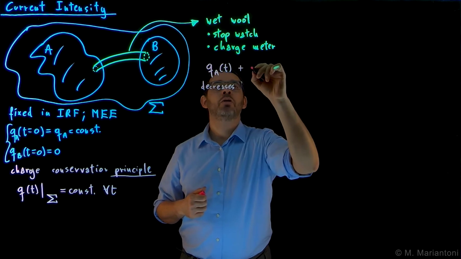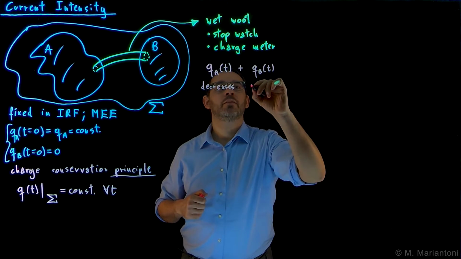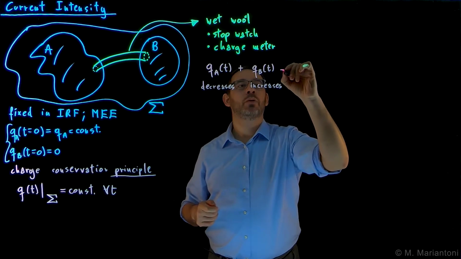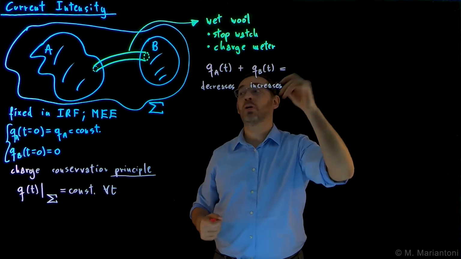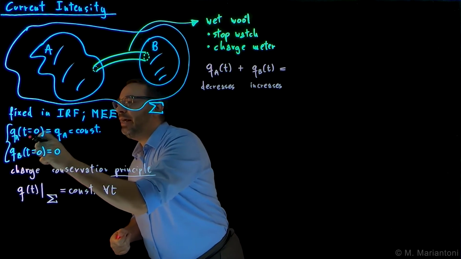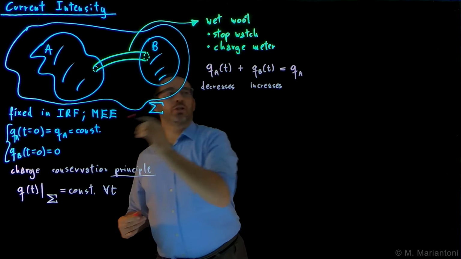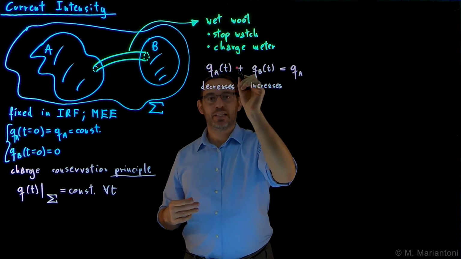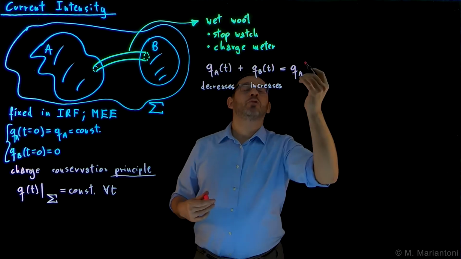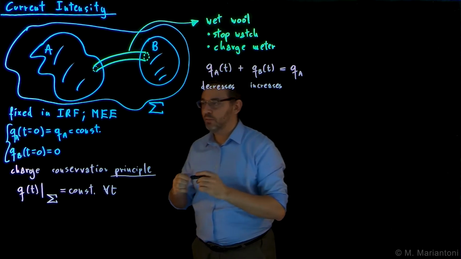If I sum them up, since this is an isolated system, what do you think will happen to the sum of these charges? Because of the charge conservation principle, it has to be equal to a constant. What constant? The overall charge at the beginning of the experiment, QA at t equals 0, which is QA, a constant. When I do not specify explicitly the time dependence, it's just a constant. So QA at generic time t plus QB at generic time t is equal to the constant QA. QA decreases, QB increases, and the sum remains constant. Charge conservation principle.